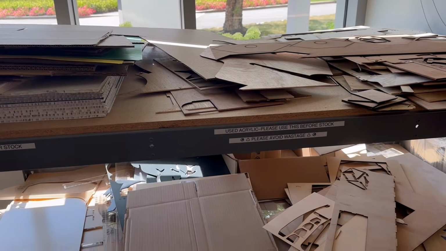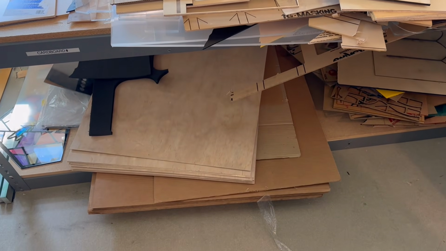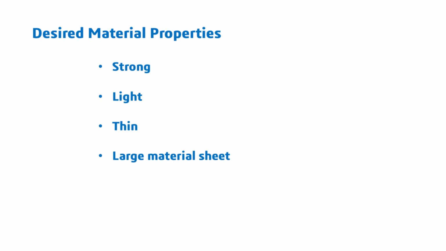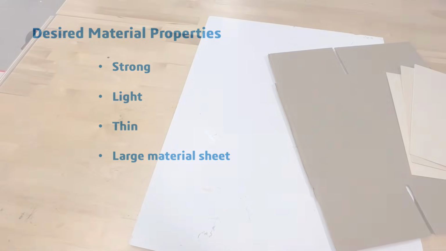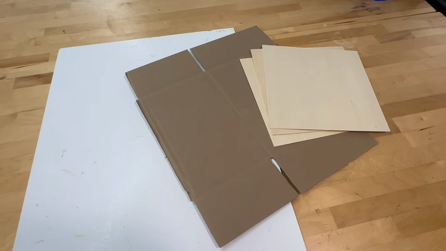There are a lot of different materials you could use to make this glider. However, we do have some criteria for this project to narrow down our material choice. We want this material to be strong, light, and thin, and come in a large enough sheet to make the glider out of only one sheet. Some great choices for material include balsa wood, foam board, and sturdy cardboard.